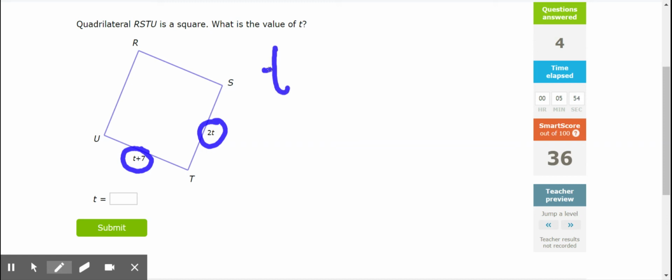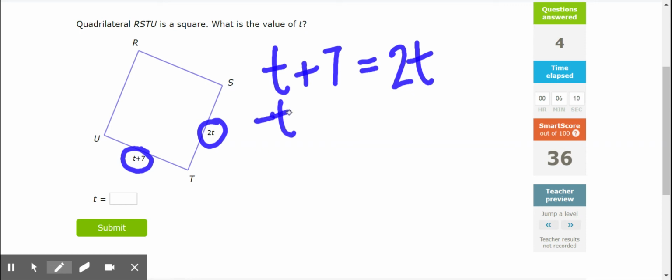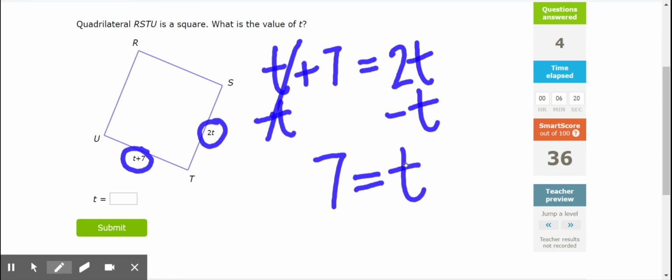So I have t plus 7 equals 2t. I just put this side equal to this side. Okay, then I solve. I need to get all my t's on one side. So I'm going to take this t and subtract. These cross out. So I'm left with 7 equals 2t minus t, which is just t. So the value of t is 7.